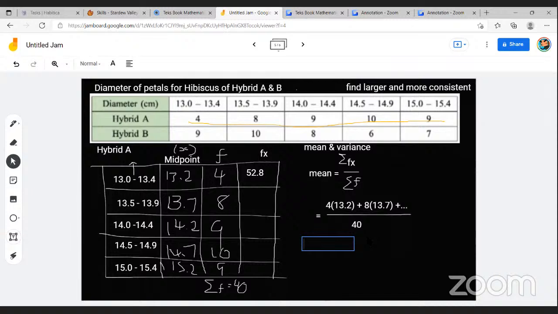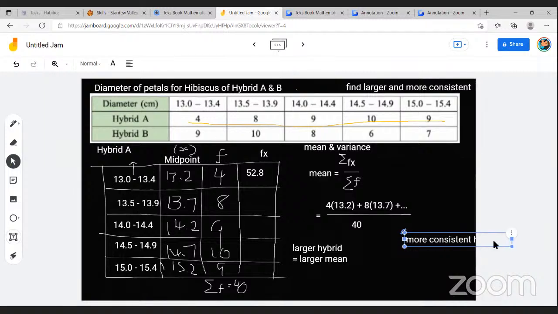Yeah. Okay. So then, to find which hybrid is larger, if you want to justify this, they ask you to justify with text. Then say the larger hybrid is the one with the larger mean. But okay, which one will be the one that's more consistent then? The more consistent hybrid, the one with more consistent petals.